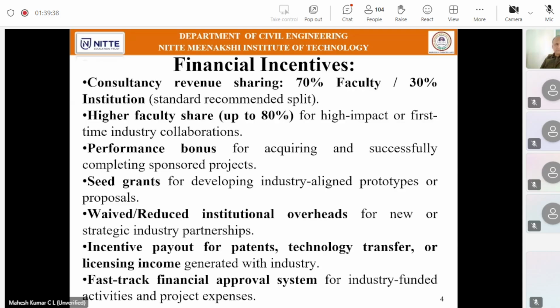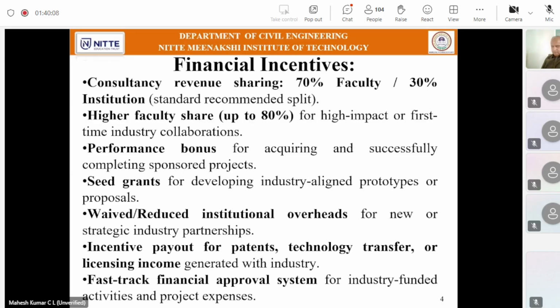If you bring an industry to the campus, or collaborate with any industry, then 80% of the share can be given to the faculty. Also, a performance bonus for good completion of an industry-sponsored project should be given to the faculty as a financial incentive. If you have a 1 crore industry project, you can give at least 30 to 40% of the bonus to the academicians for completing the project.